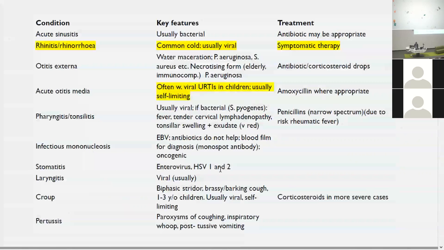This is from last year's revision lecture. I just copied and pasted it, so you can look at that. I've highlighted the common ones like rhinitis, which is usually viral, so you don't just prescribe antibiotics, and that can lead to otitis media, especially in children.